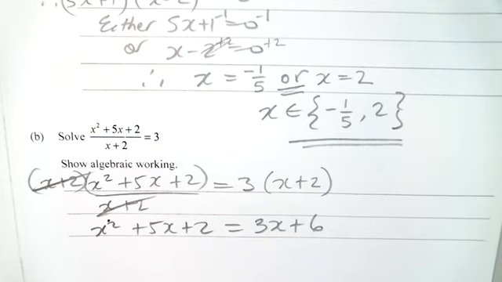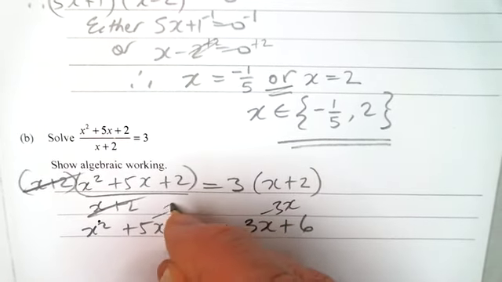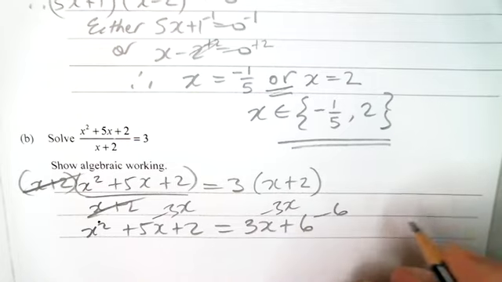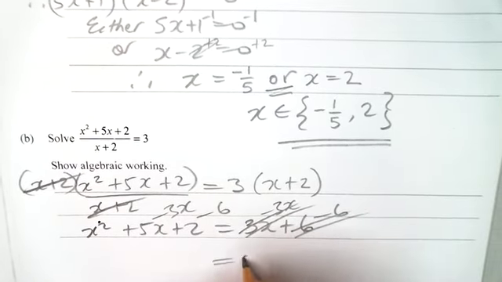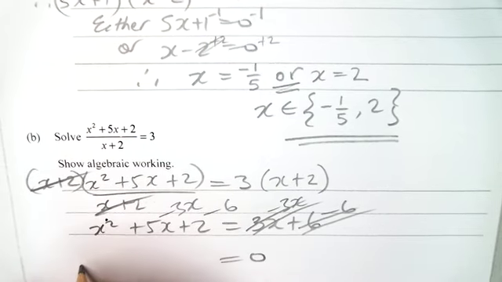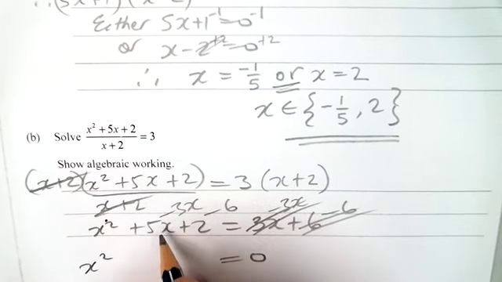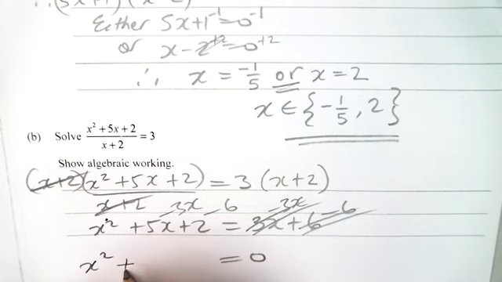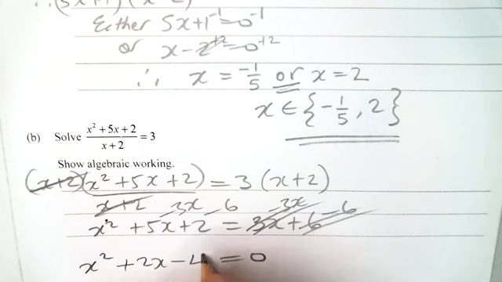So let's have a look. Okay, so I'm going to subtract 3x from both sides and subtract 6 from both sides. And I want this to be equal to 0 on this side, because we're going to solve it. So it's a quadratic after all. To solve a quadratic, you need to make it equal to 0. So 5x minus 3x is going to be plus 2x, and 2 minus 6 is going to be negative 4.